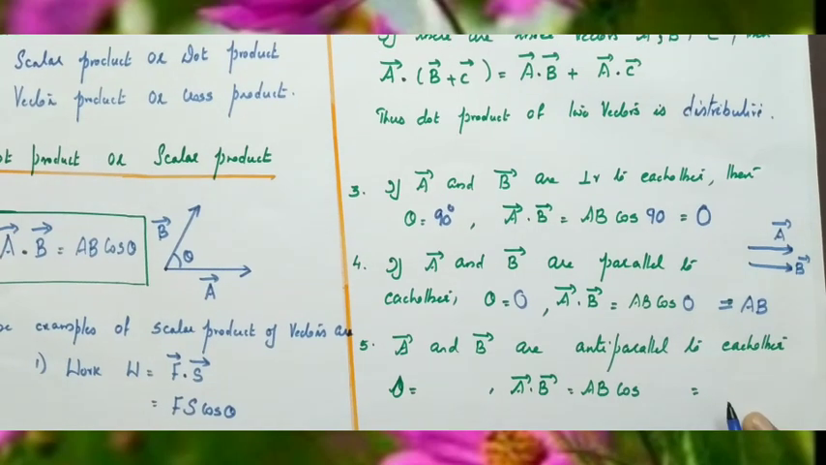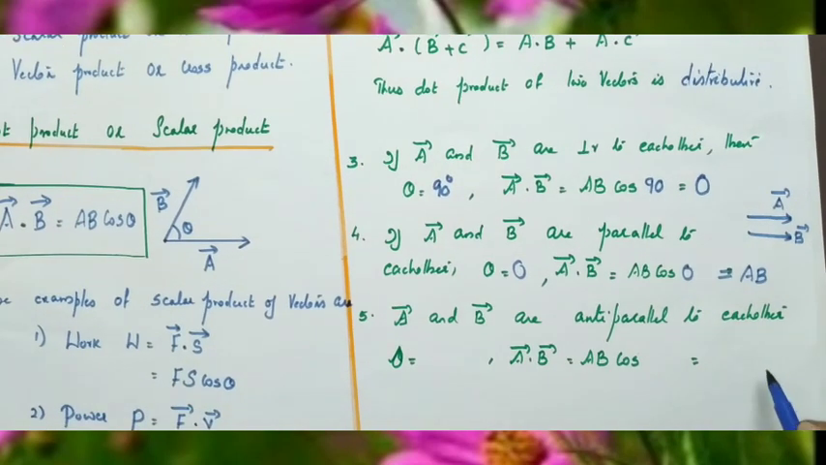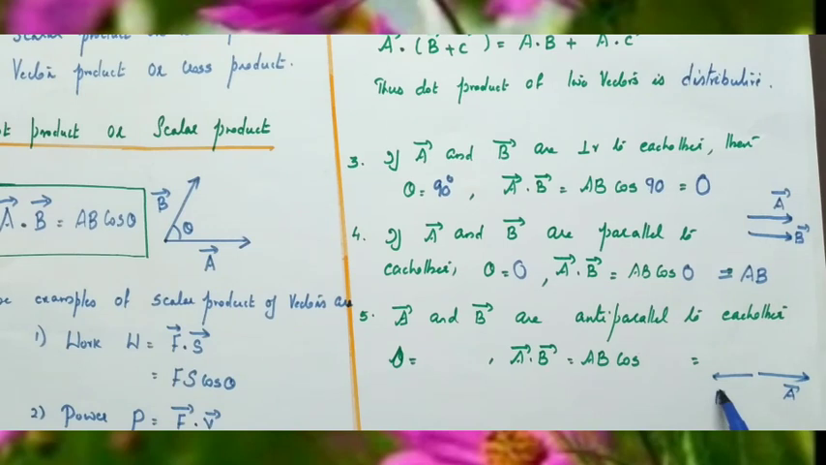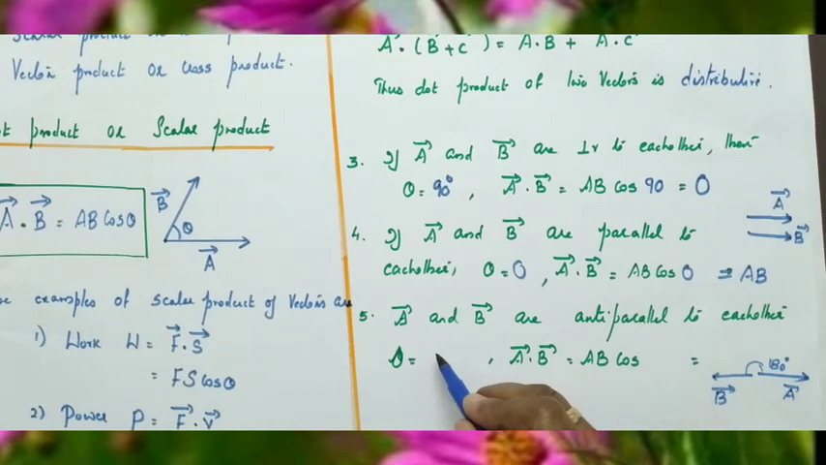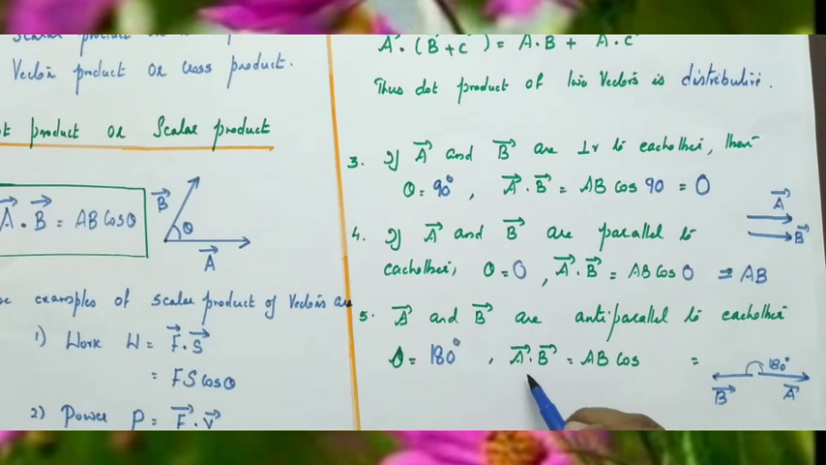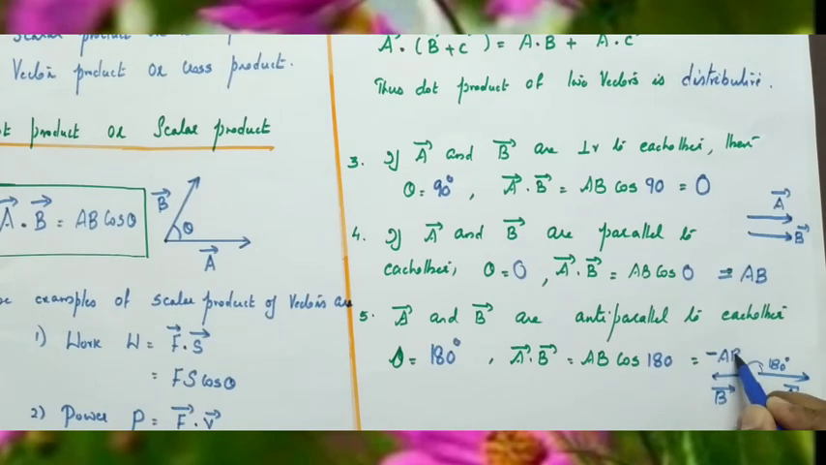Now if vector A and vector B are anti-parallel to each other, anti-parallel means like this. This is the direction of vector A, opposite is the direction of vector B. These are called anti-parallel, which are in the opposite direction. What is the angle between them? Angle between them is 180 degree. So theta is equal to 180 degree. Therefore we can write A dot B equals AB cos 180. What is the value of cos 180? Minus 1. So its answer is minus AB.